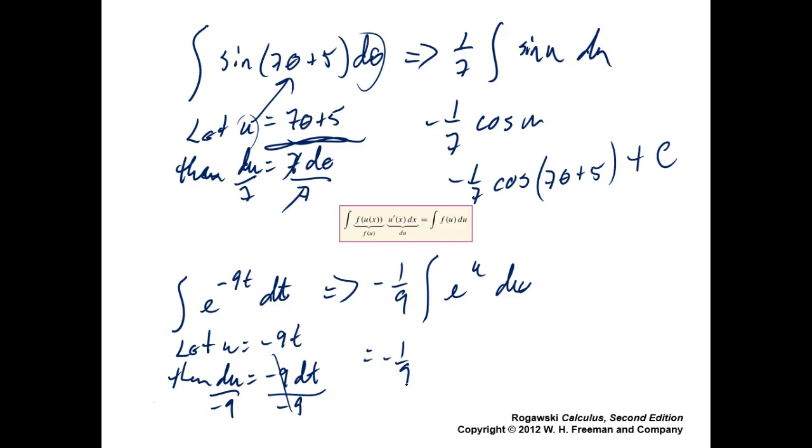And I think probably we can do that one, can't we? What's the antiderivative of e to the u? E to the u. It's pretty simple, isn't it? I love e's. Derivative of e to u is e to u. Antiderivative of e to u is e to u. Except we didn't have u's in the original problem, so what do we put? E to the negative 9t plus c. Good deal. All right. And that's exactly what we got. Negative 1/9 e to the minus 9t plus c.